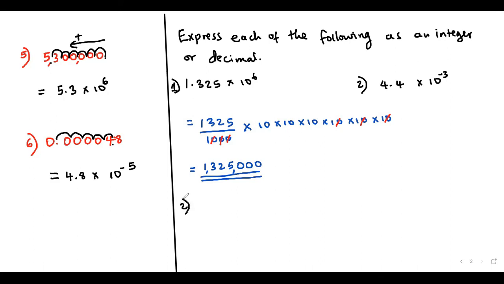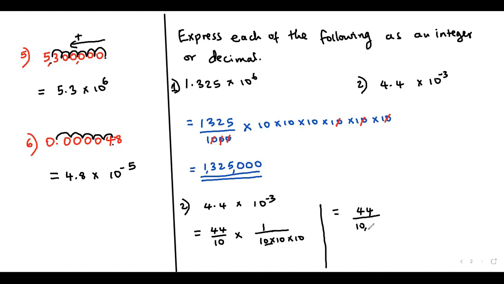Okay, we look at number 2. If we have 4.4 times 10 to the power of negative 3, what is 4.4 as a fraction? Yes, 44 out of 10. If we have 10 to the power of negative 3, it means that we have 1 out of 10 times 10 times 10. You understand that? Negative power. So this means that we have 44 out of 10,000, right? Now write this as a decimal.